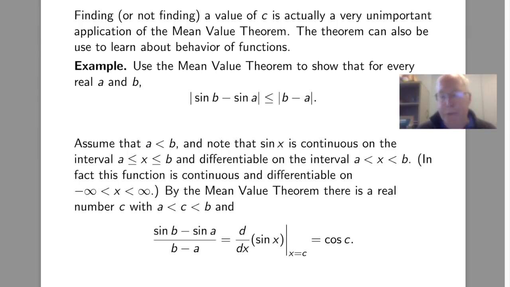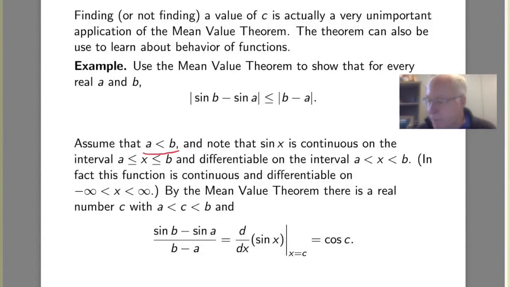This is a very quick application of the mean value theorem. So again, let's check that the theorem applies. We will assume that a is less than b, so we have a left and a right endpoint for our interval. And of course, the sine function is one of the better behaved functions we work with. It is continuous on the whole real line, so certainly on any interval from a to b. And it's also differentiable everywhere. The derivative is the cosine, so it's also differentiable on the open interval from a to b.